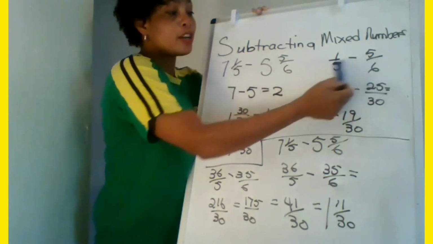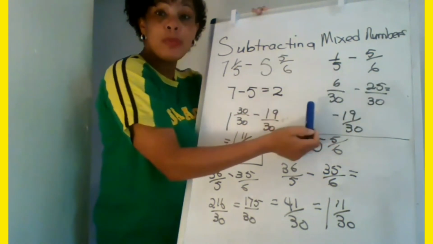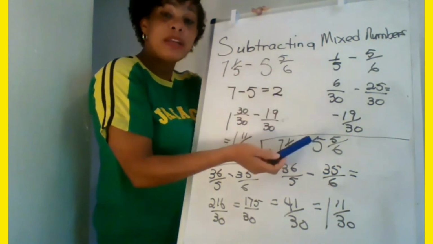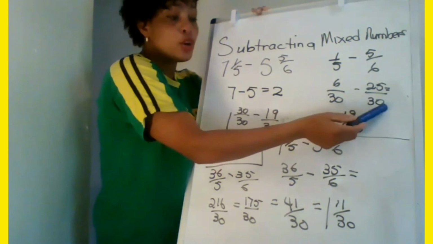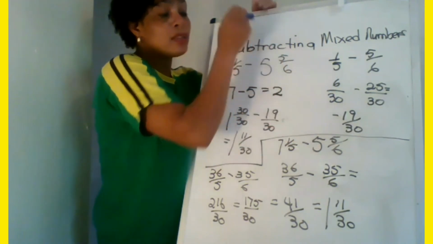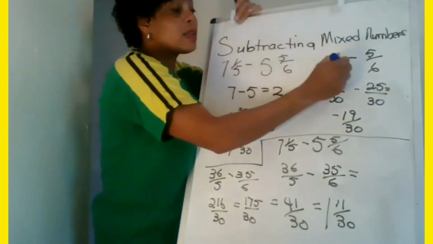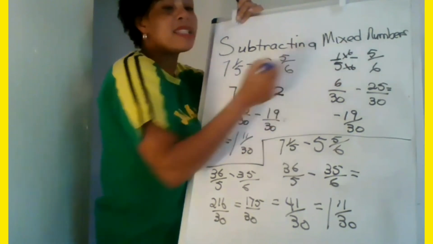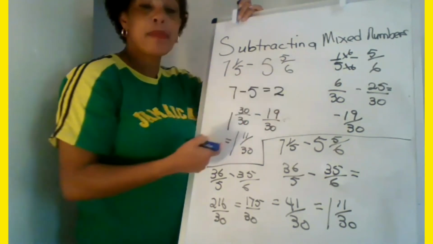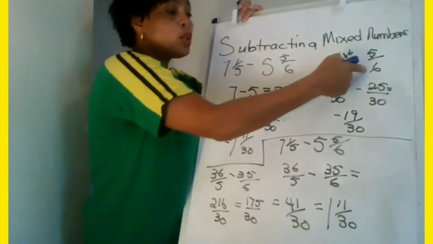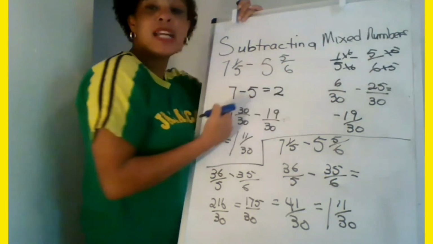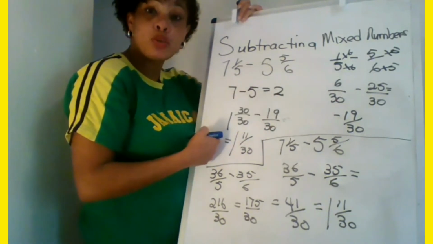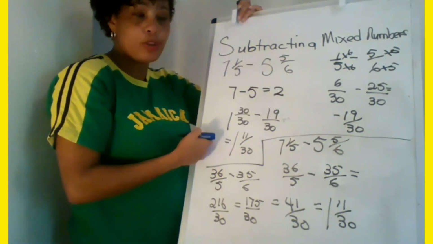To take away fractions, they must have the same denominator. So we're making them into equivalent fractions. We find the LCM. The LCM is 30. What do I do to 5 to get to 30? Times it by 6. Because I times the bottom by 6, I have to times the top by 6. That becomes 6 out of 30. What do I do to 6 to get to 30? Times it by 5. Because I times the bottom by 5, I have to times the top by 5 to get 25 out of 30.